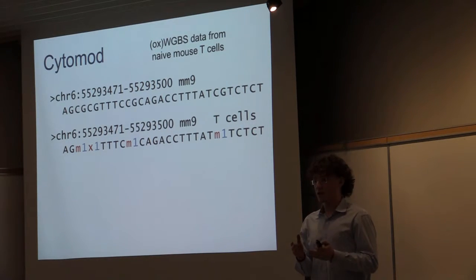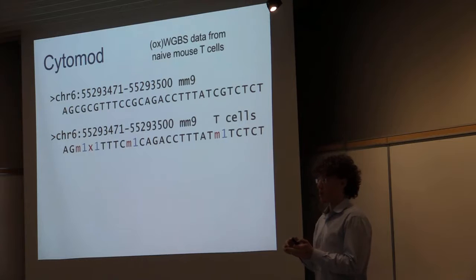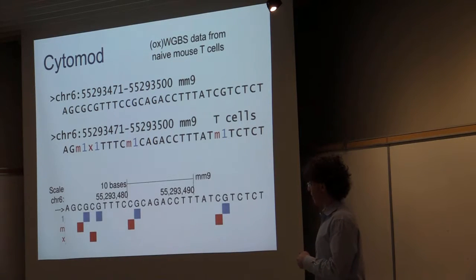And it's important to note that this genome sequence is no longer the same for any given mouse, but actually it's tissue specific, right? So in this case, because these are DNA modifications, this is specific to the naive mouse T cells that the data is collected in. And we can then look at this in a genome browser, for example, the UCSC genome browser, and plot as tracks these different modifications genome-wide.